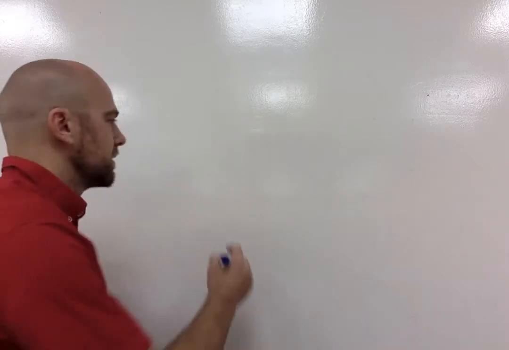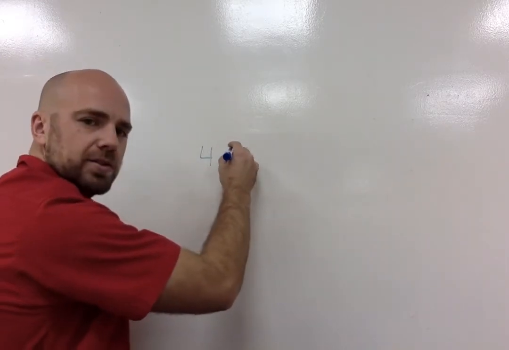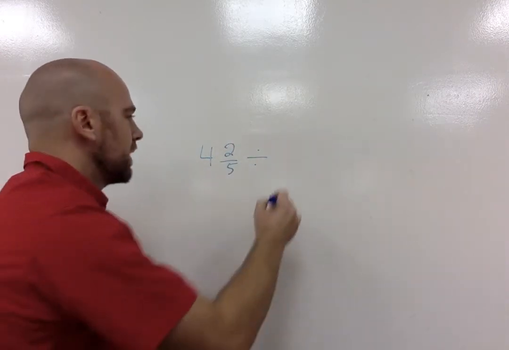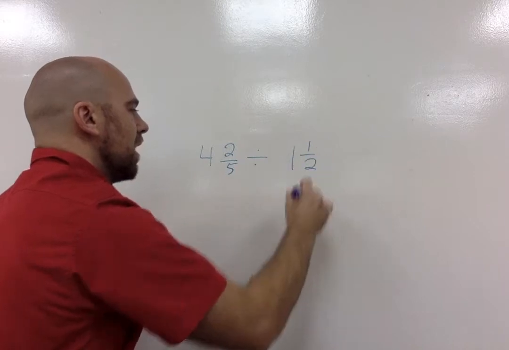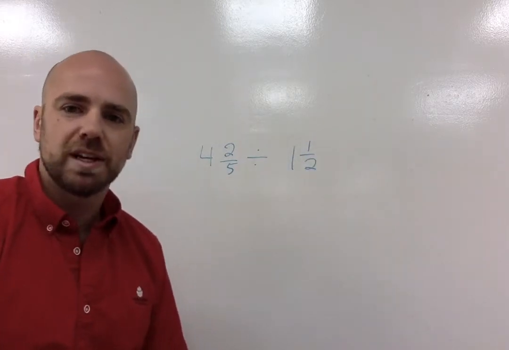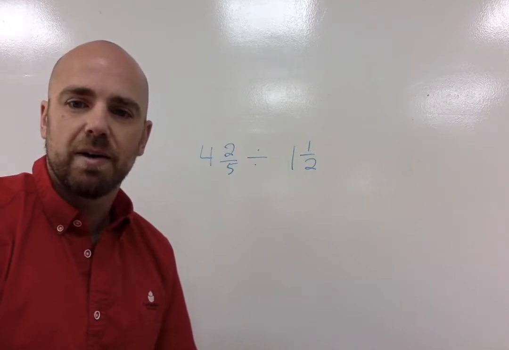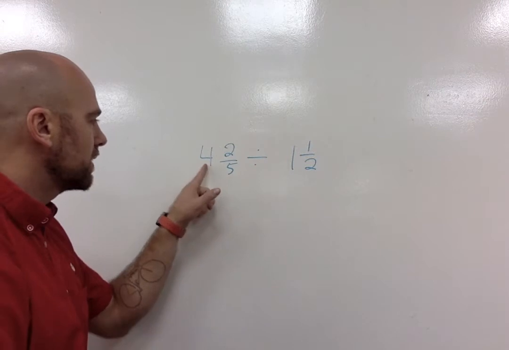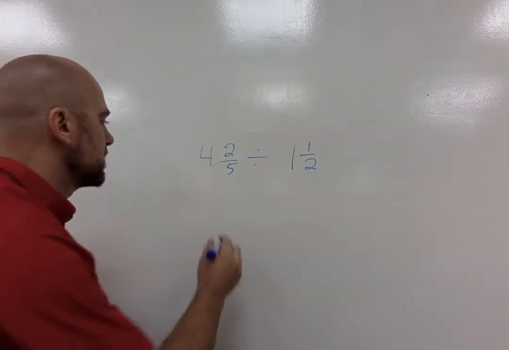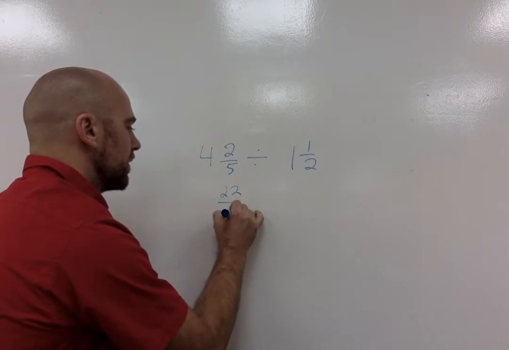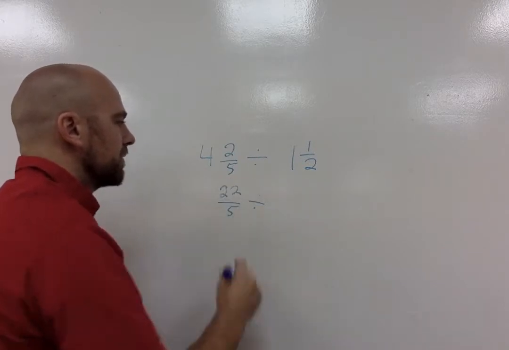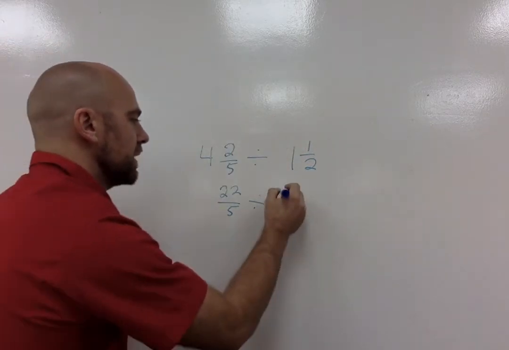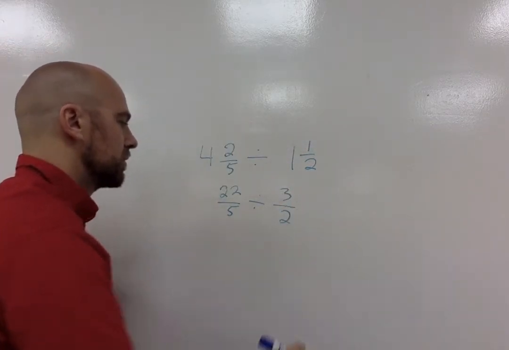Now that we're getting into our lesson, I'm going to do one example, and then you can try the next one. So let's say we've got 4 2/5, and we're dividing it by 1 1/2. Our first step is that we want to change these into improper fractions. So 4 times 5 gives me 20. 20 plus 2 is 22 over 5. And I'm dividing that by 2 times 1 is 2, plus my numerator of 1, which is 3. Now I have 3 over 2.